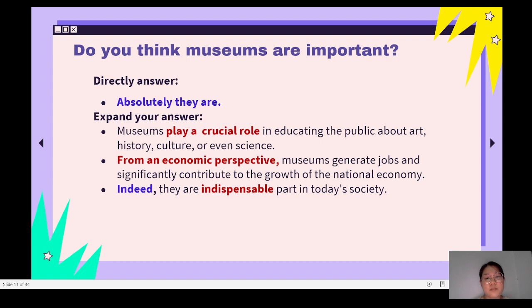And here, can you see the blue word here? Indeed, indeed is a linking word. It makes your text become more associated with each other.